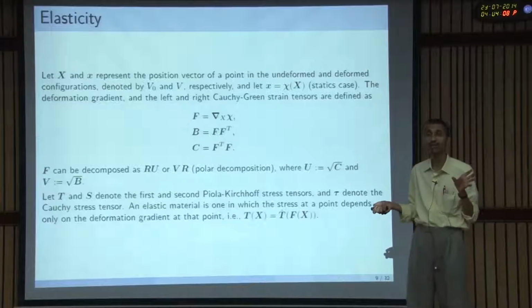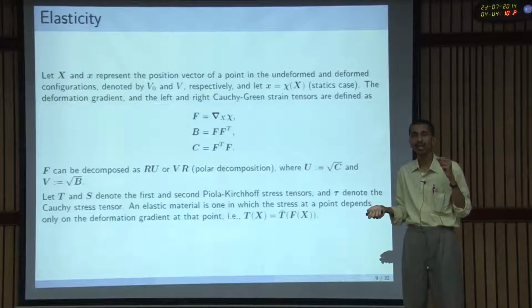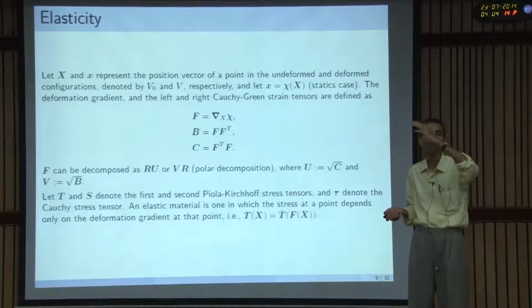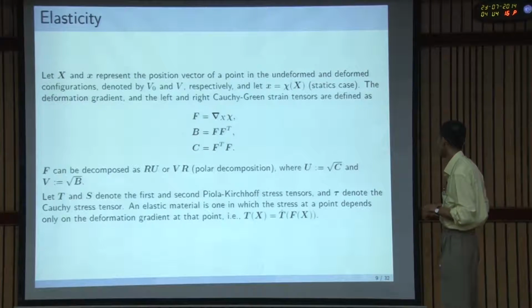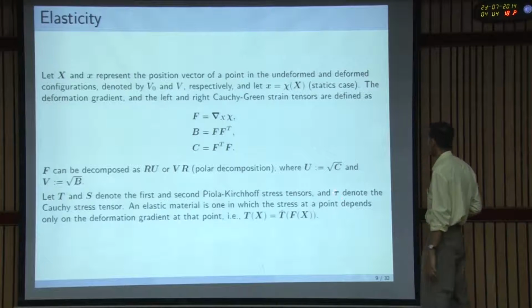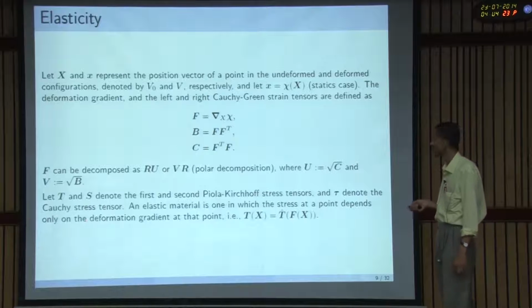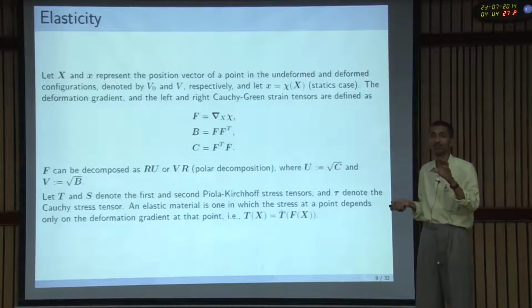S is not actually a physical stress. It is a mathematical device that is used to solve nonlinear problems in elasticity by mapping everything back to the reference configuration. But what one has to remember is that tau is the actual stress tensor. That is known as the Cauchy stress tensor. That is the stress that is experienced by the material.